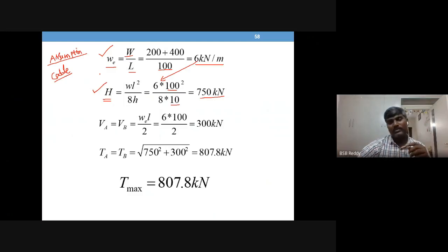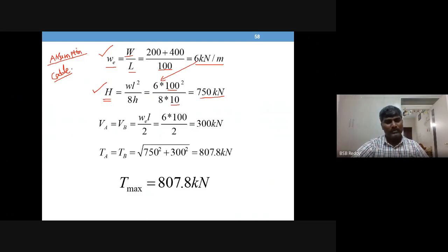Whereas in case of three hinged stiffening girders, you need to first solve the girder, and only then are you able to take up the cable. Reason: unless you solve for Q naught, you can't move to the cable. If you take the cable first, Q naught is unknown for you. So first take the free body diagram of the three hinged stiffening girder, solve for Q naught, then come to the cable.